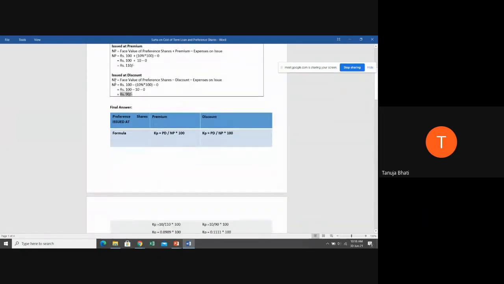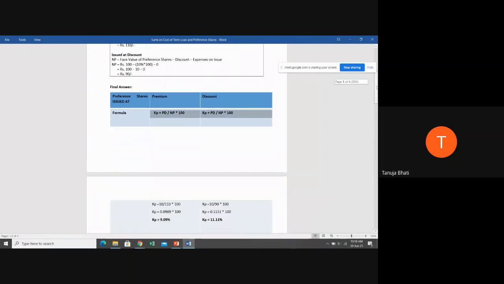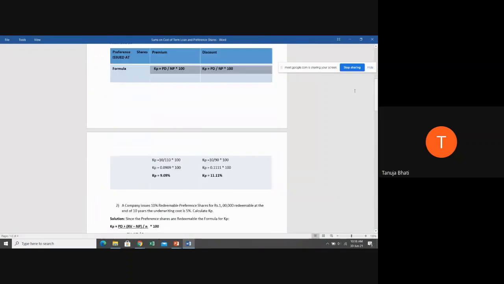Now let us put it in the formula. Even if preference shares are issued at premium, discount or par, the formula remains the same. The formula is not going to change, only the NP value is going to change. If it is at premium, the preference dividend is 10, which will remain fixed irrespective of whether the shares are issued at par, premium or discount. So 10 divided by 110 into 100.